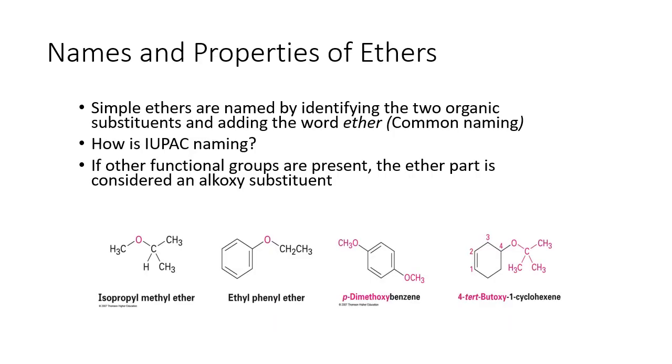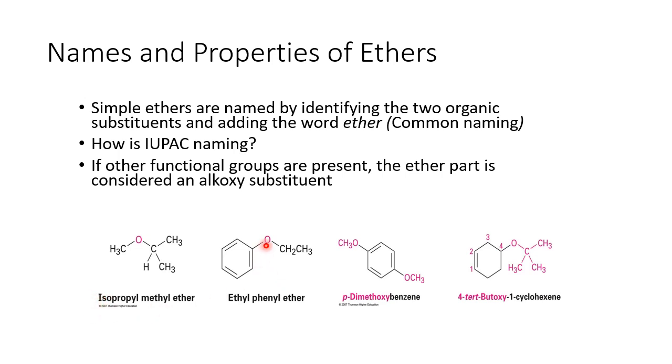Alright, so after watching the video now you should be able to name any type of ethers. As you have learned from the previous slide, ethers have 2 different naming systems like the other functional groups: the common names and IUPAC. For the common names, what we do is identify the 2 organic substituents on the oxygen and add the word ether. For example, here we have an isopropyl and a methyl, so it's called isopropyl methyl ether. Of course I comes before M because it's by alphabetical order.